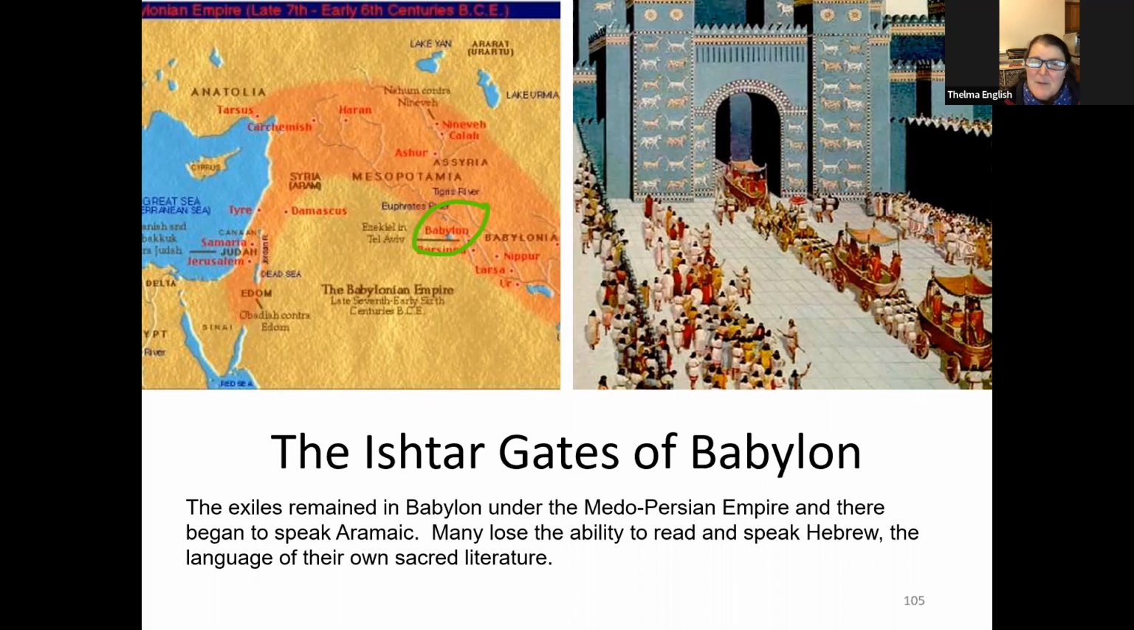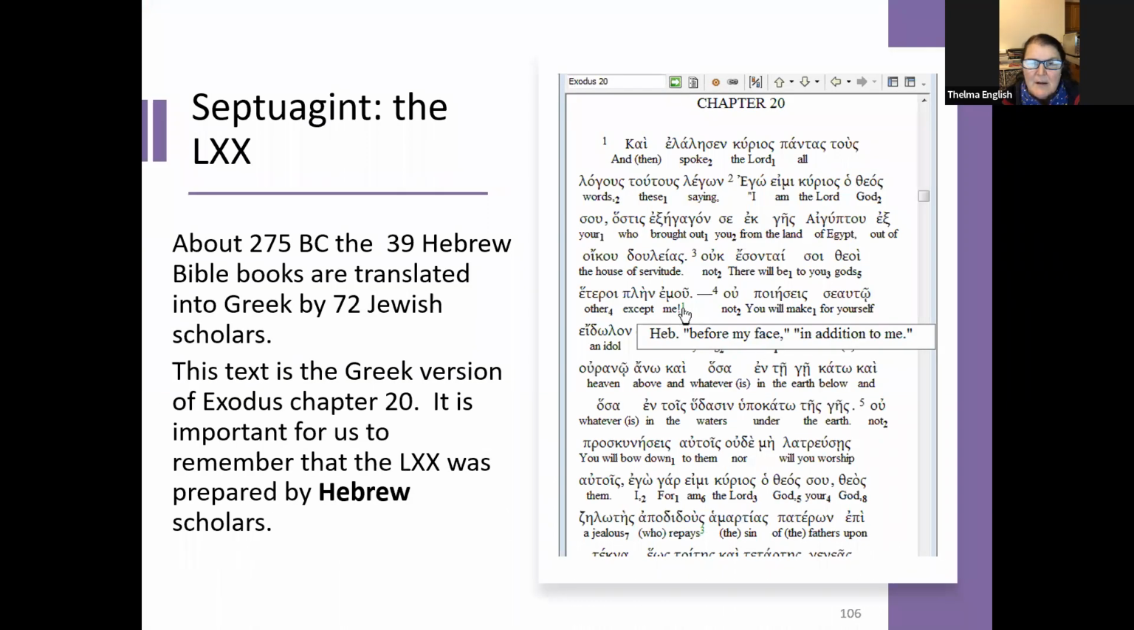So not very many people came back home after that. And while they're there, many of them, maybe most of them, lose the ability to read and speak Hebrew, the language of their own sacred literature. And this is what's Iraq today. And people think, well, why are there Jews in Iraq today? Well, this is why. This is their history. They've been there for a long, long time. So many of them forget how to speak Hebrew, and they start speaking Aramaic because their captors are speaking Aramaic.